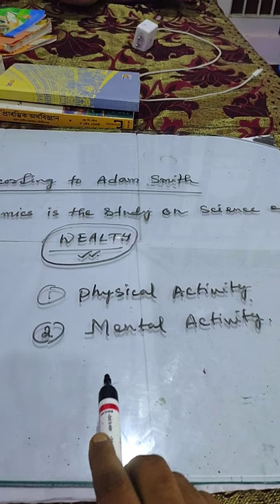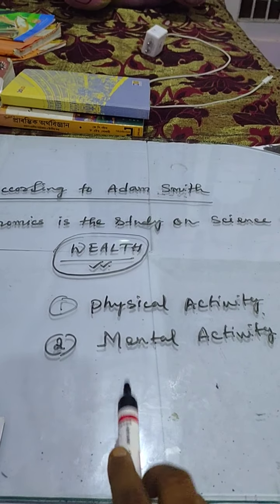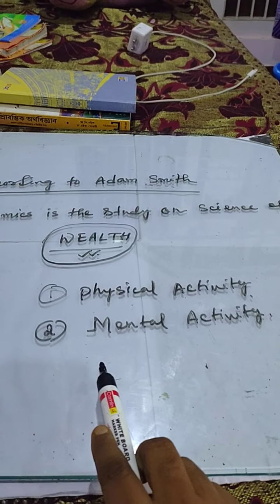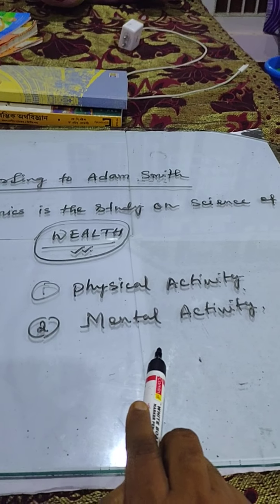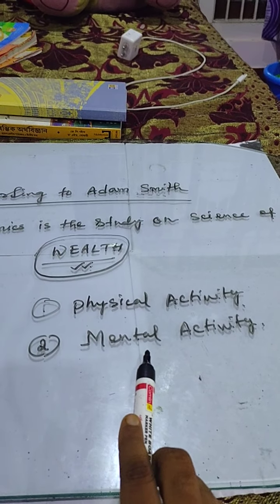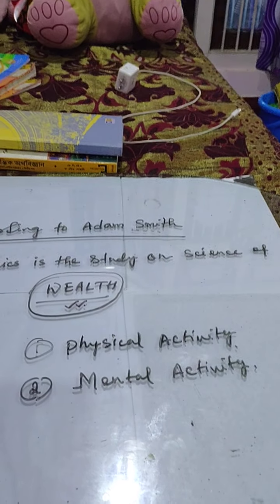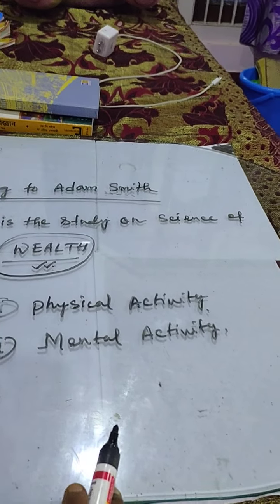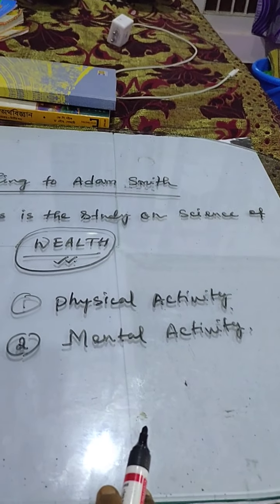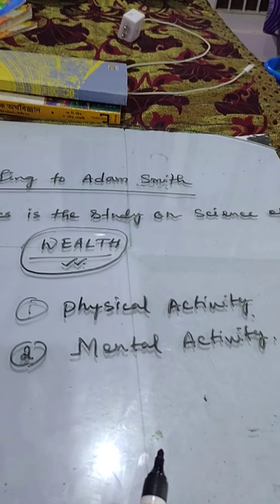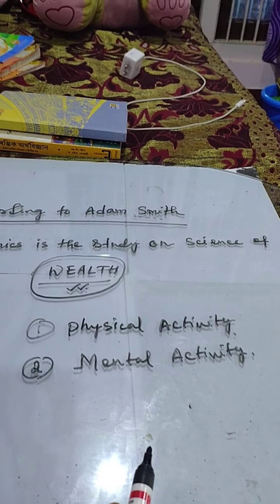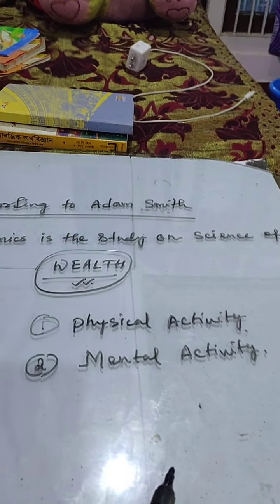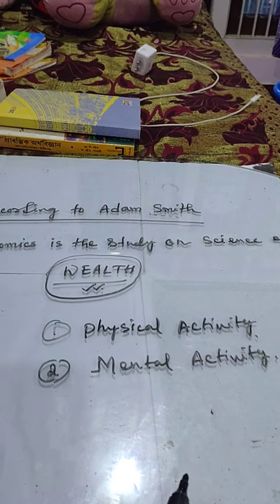Second question is what is the name of the book written by Adam Smith? The answer will be: An Enquiry into the Nature and Causes of Wealth of Nations. In short, we can say that it is the Wealth of Nations. And next question, in which year was the book of Adam Smith published? The answer will be 1776. He published his great epic Wealth of Nations.